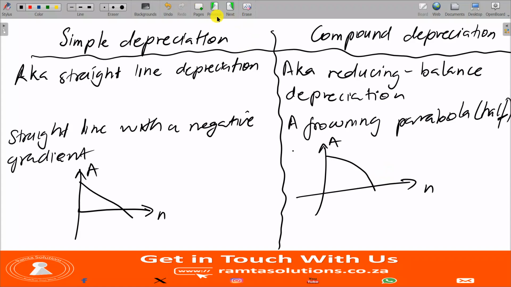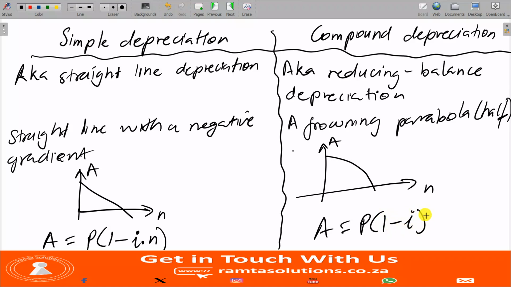Now the formula that we use for this one is A equals P times (1 minus i times n). Remember, it is the same as straight line interest or simple interest, but it is the opposite, meaning it has a negative. And for the other one, A equals P times (1 minus i) to the power n. So these are the formulas.